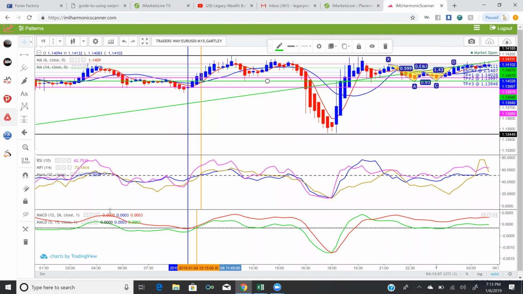Would this be considered a pullback? So this right here, consider that it's in an uptrend. This direction is not a pullback. No, this direction is not. If it was going here, that's considered a pullback. Pullback is the opposite of the overall trend.